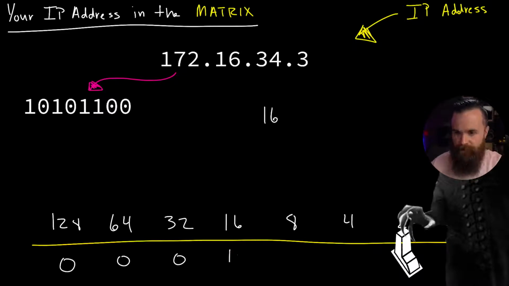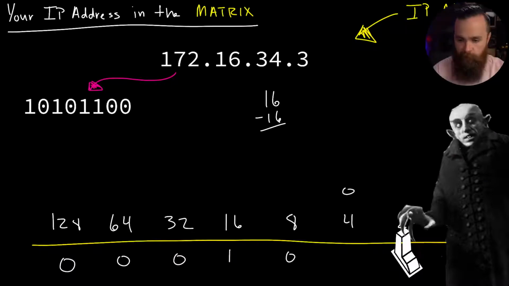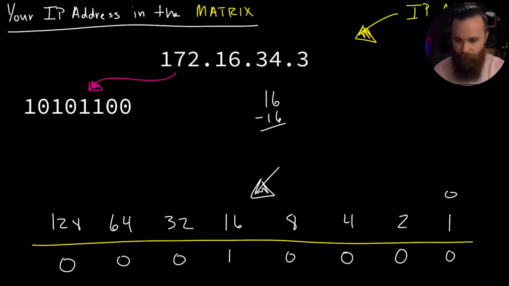Thanks, Nosferatu. And then with some math magic, 16 minus 16, we got 0. And then going down the line, can you take 8 away from 0? No. 4, turn it off. 2, no, turn it off. 1, no, turn it off. At 16, the rest of the bits will be turned off because we can't subtract anymore, we're done. And we just converted the number 16 to binary, to matrix code. So now, go ahead, pause the video, and try the last 2 octets, 34 and 3, go. Unpause, let's walk through it real quick.